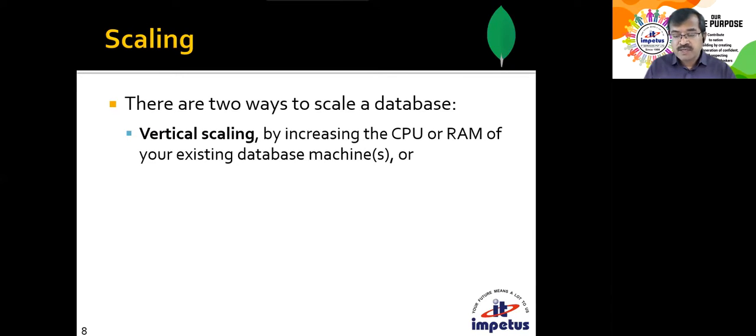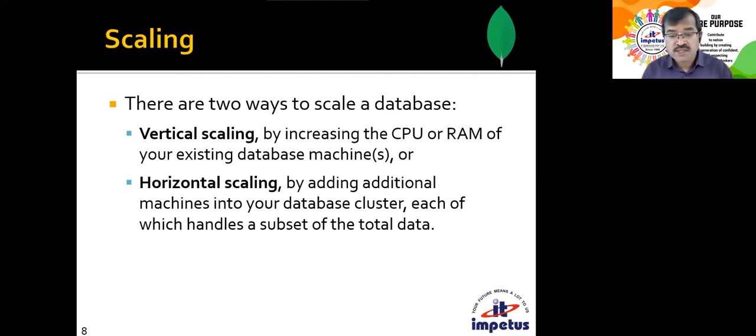यानी आपके database में RAM और processor हम बढ़ाते जाएंगे so that it can work faster. Vertical scaling. And second type of scaling is called as horizontal scaling. By adding additional machines to your database cluster, each of which handles a subset of the total data. Because vertical scaling का limit रहेगा.